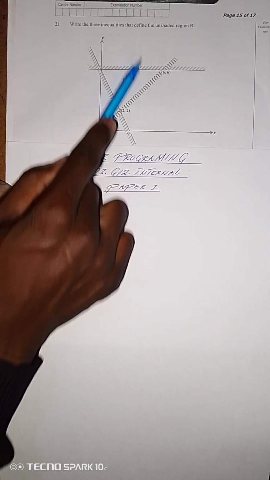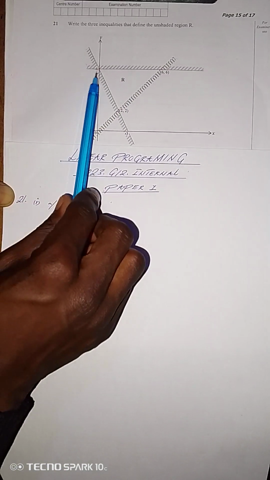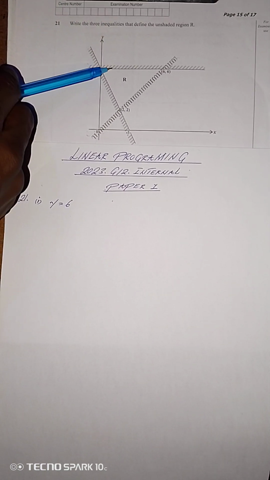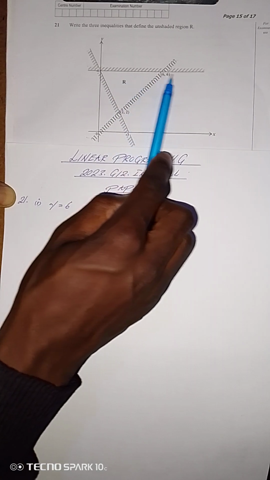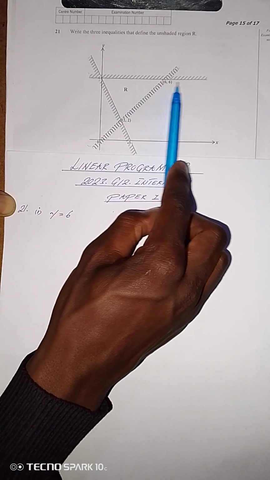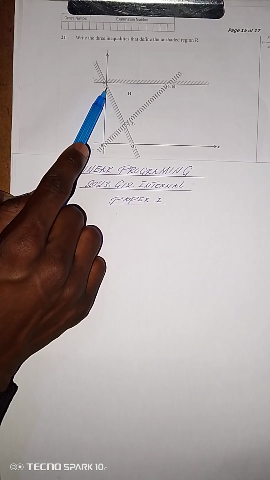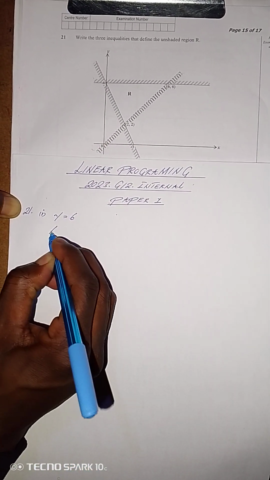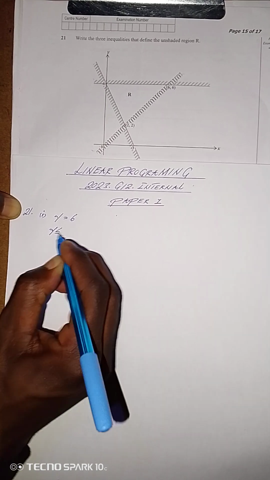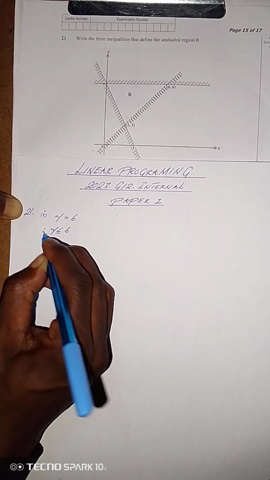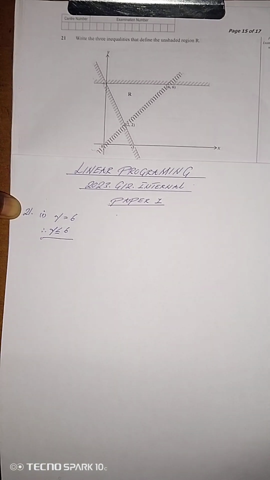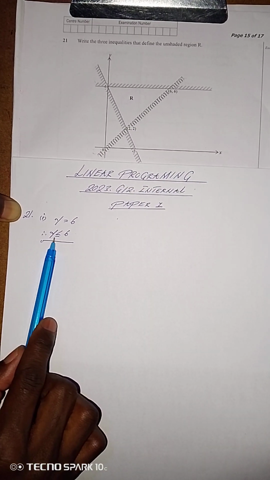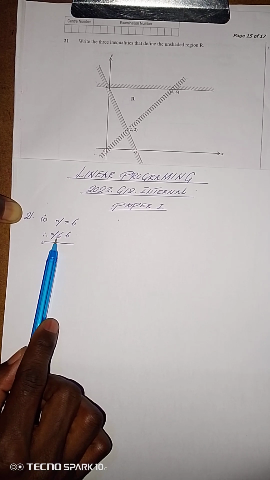So the shaded part is this side. So this part is above or greater, and the unshaded region is less. And the line is a solid line. So what you have to do is this. The unshaded part is less, so you write this one as y less or equal to 6. So this is the first one here. Because the line is solid, you need to include the equal to this line.